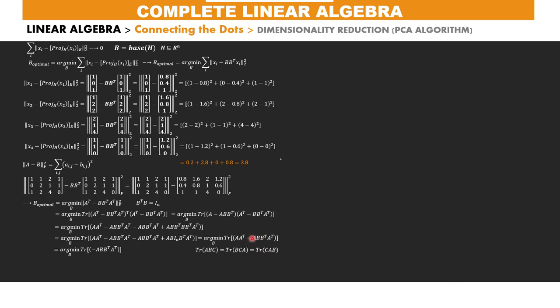And then we're working on the cyclic property of the trace operator. We have here that the trace of ABC is equal to the trace of BCA, which is equal to the trace of CAB. Now, these are not equal to the trace of, say, BAC, and that's because BAC doesn't respect the cyclic property.